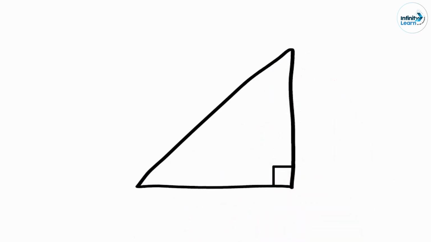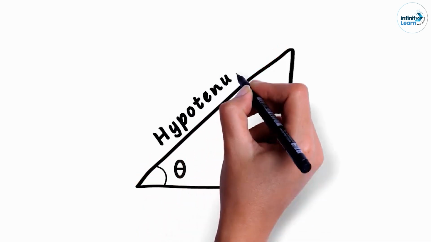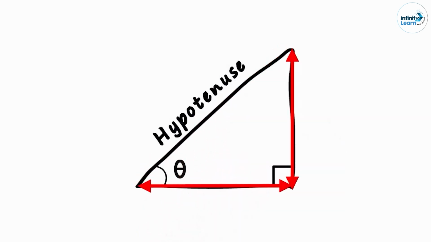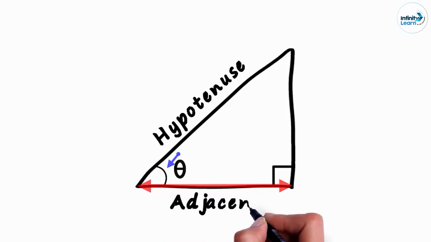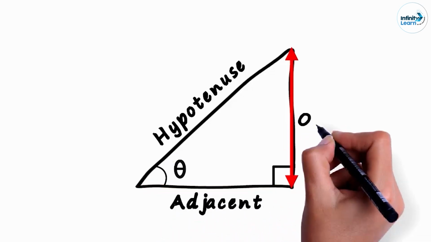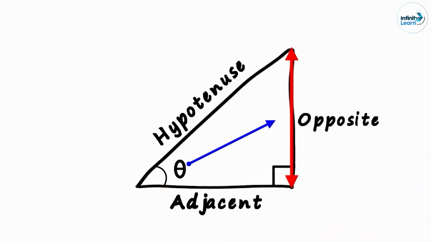We know that trigonometry generally deals with right triangles, like this one. Let's assume this angle is theta. The side opposite to the right angle is called the hypotenuse, and the other two sides are named with respect to the position of this angle. As this side is right next to the angle, it's called the adjacent side. This side is called the opposite side as it lies exactly opposite to our reference angle.